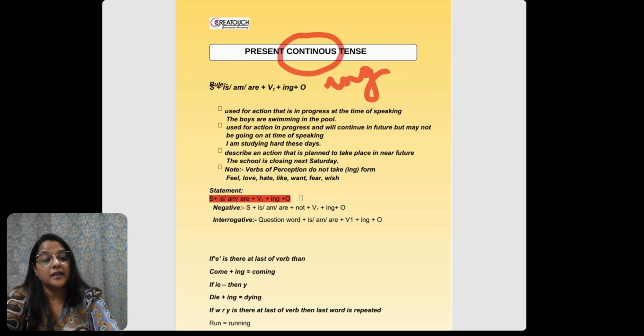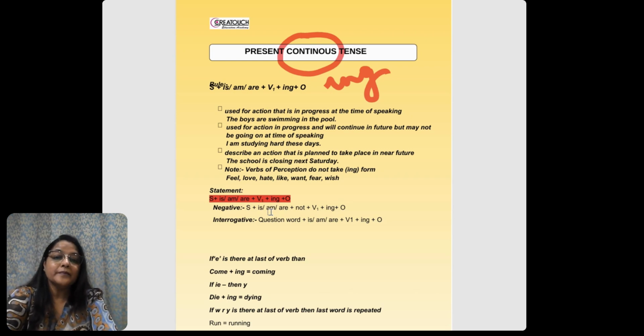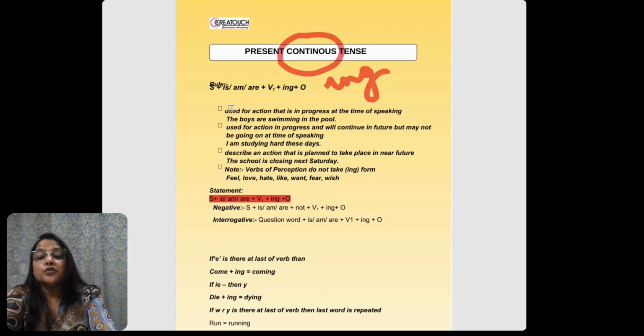So subject plus is/am/are plus verb first form plus ing plus object. Whatever the verb form is, like run, running, write, writing, swim, swimming. This is how the present continuous tense is referred to. It is used for an action which is in progress and which may continue in the future, but may not be going on at the time of speaking.